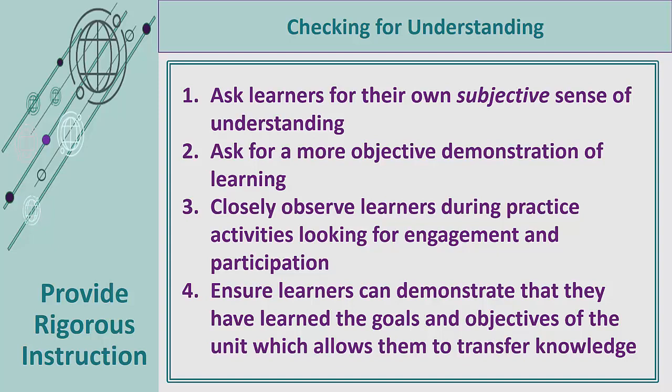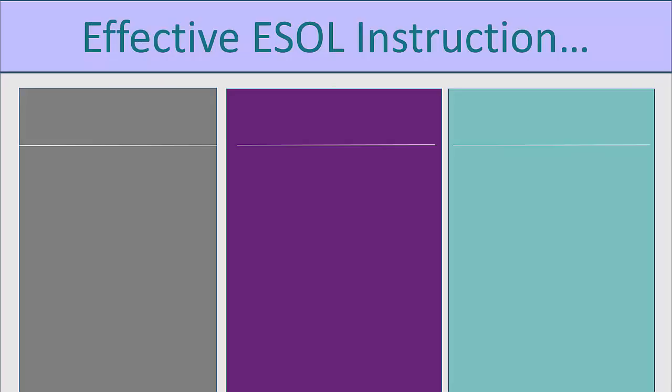At the end of a unit, effective teachers make sure their learners can demonstrate that they have learned the goals and objectives of the unit so that when they leave the class, they will be able to transfer what they've learned to other novel situations.